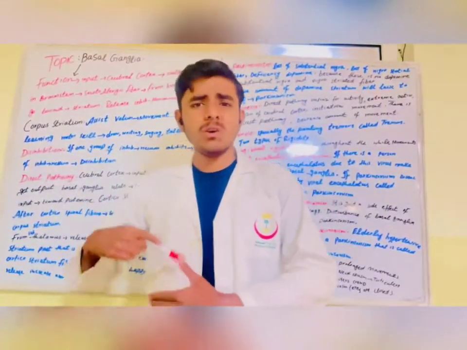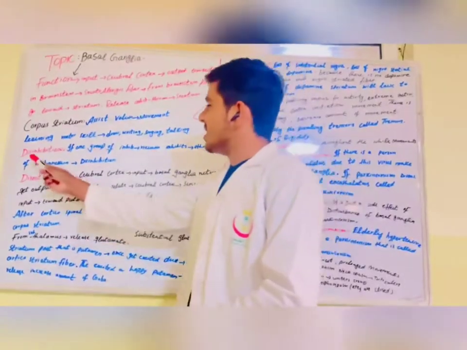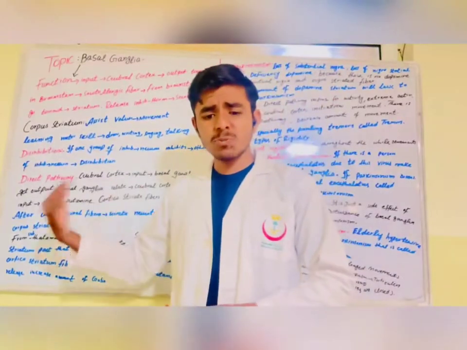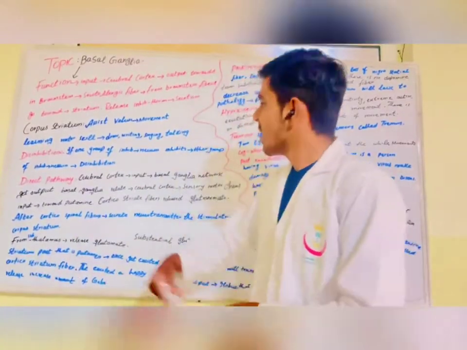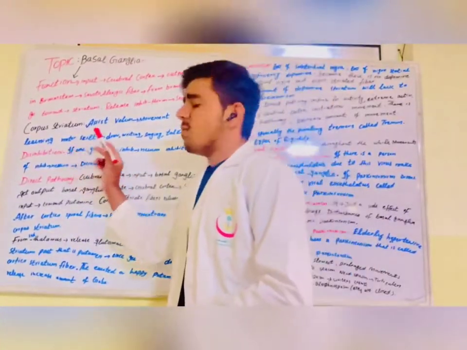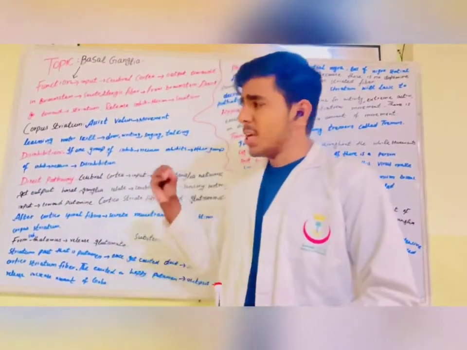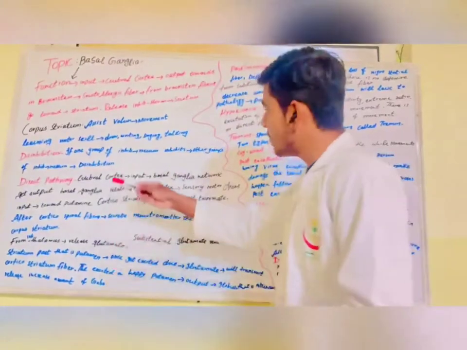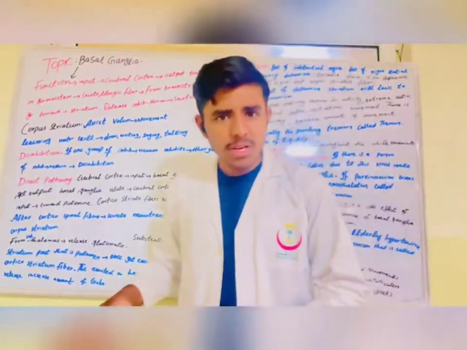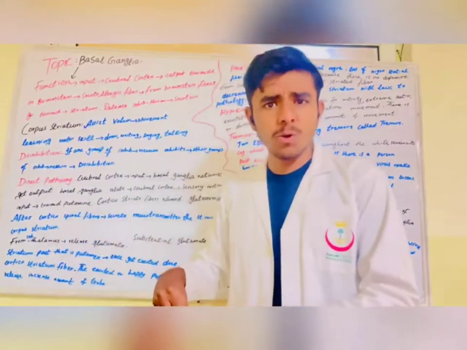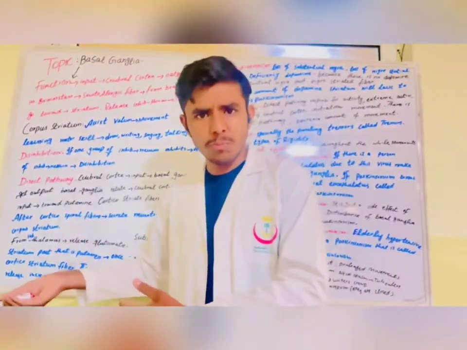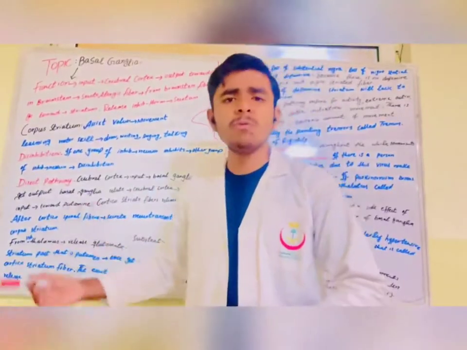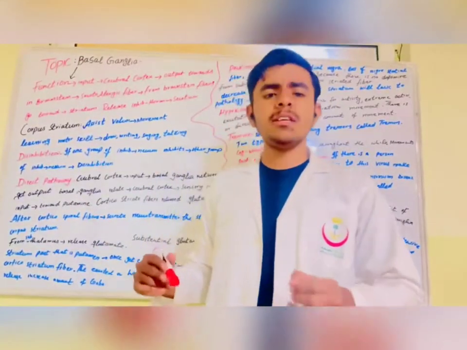Furthermore, there is a term, disinhibition. What is disinhibition? I am explaining disinhibition. If one group of inhibitory neurons inhibits another group of inhibitory neurons, not its own group, this process or term is called disinhibition.